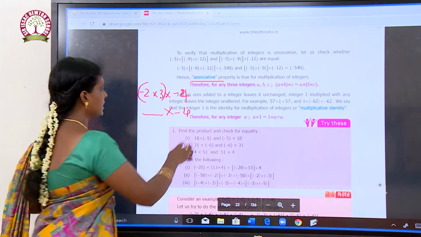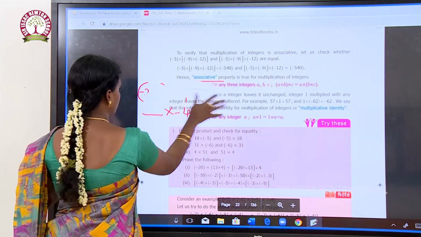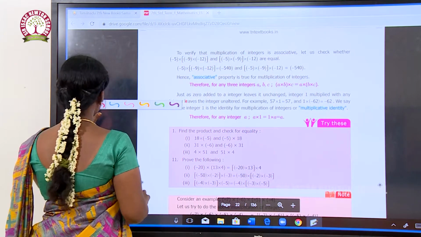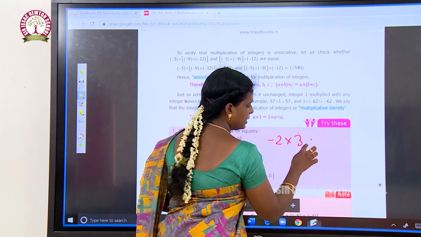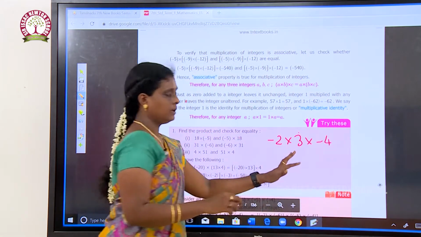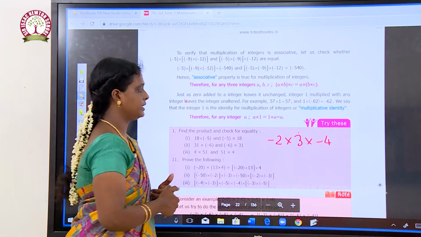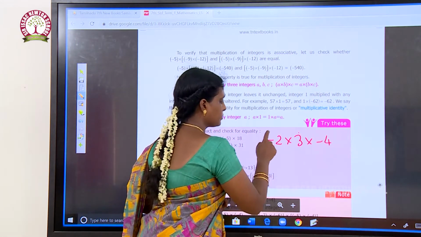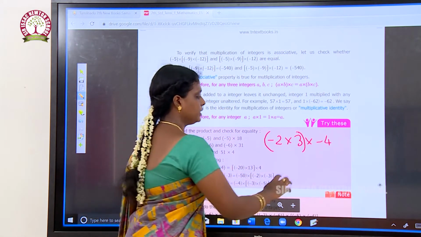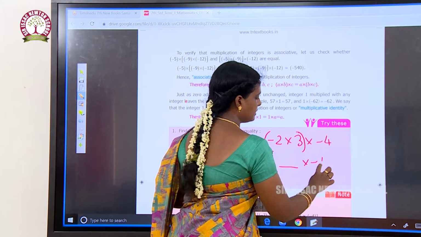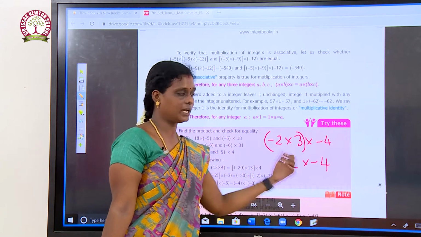In the other case I am going to do the same. See, minus 2 into 3 into minus 4. I am taking these numbers to prove the associative property. For that I am going to take these 2 numbers and multiply them first. With that answer I am going to multiply this minus 4.